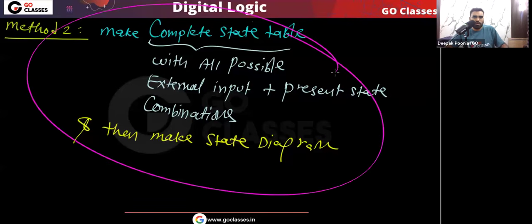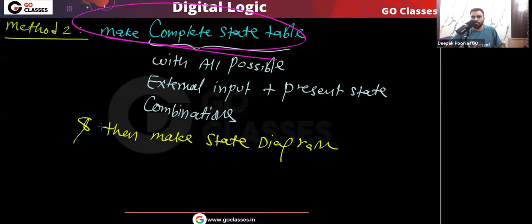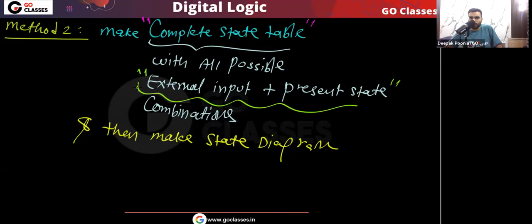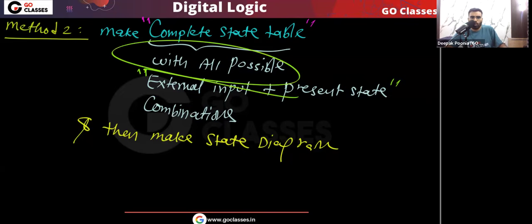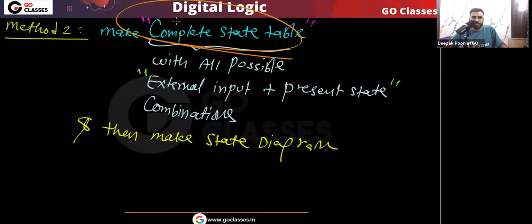In method number 2, we are going to make the complete state table. When I say complete state table, it means with all possible external input plus present state combinations. For external input plus present state, you write all possible combinations, and then you draw all the columns and make the state diagram. Already for 1 or 2 previous questions in this session, we have made this complete state table, correct? In this question also, let's make the complete state table, and this might be more efficient.